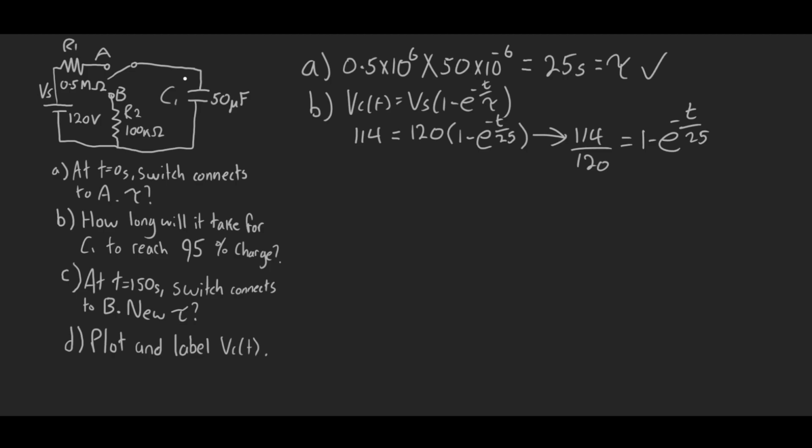Then the next step is to subtract 1 from both sides. So now we have minus 0.05 is equal to minus e to the power of minus t over tau. And the next step here is to multiply both sides by minus 1. So now we have 0.05 is equal to e to the power of minus t over tau.